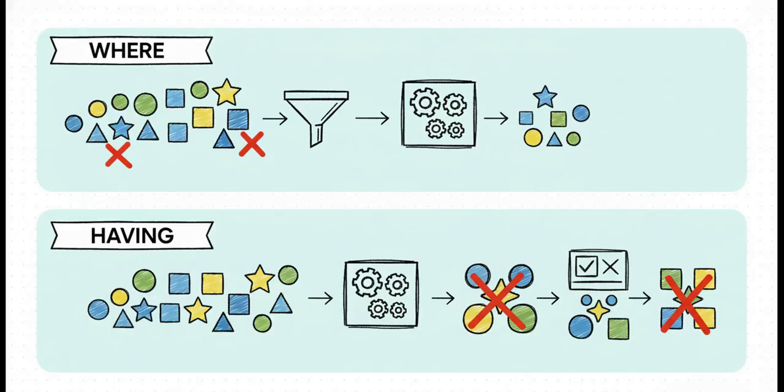Okay, quick sidebar. Here's something that trips up a lot of people when they're starting out. The difference between where and having. They both filter stuff, but they do it at different times. Where filters the individual rows before any of the counting or summarizing happens. Think where age greater than 15. Having, on the other hand, filters the final groups after all the counting is done, like show me courses having more than 100 students. Before versus after.